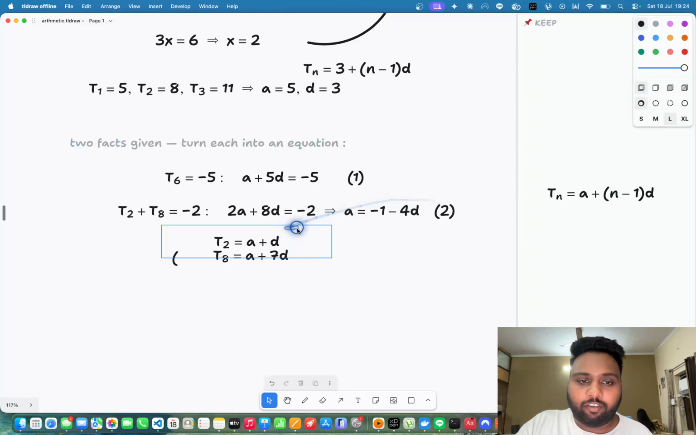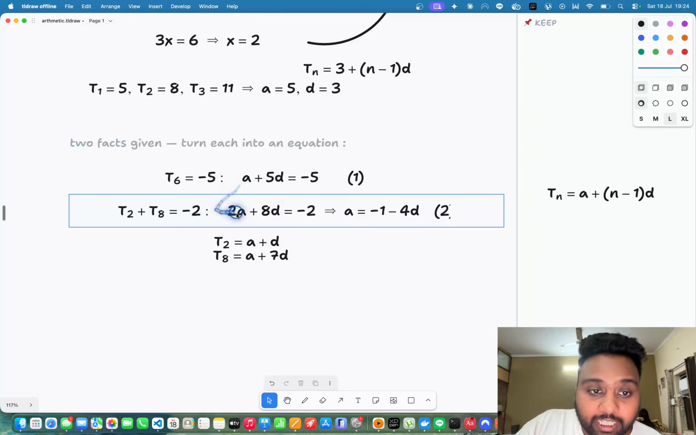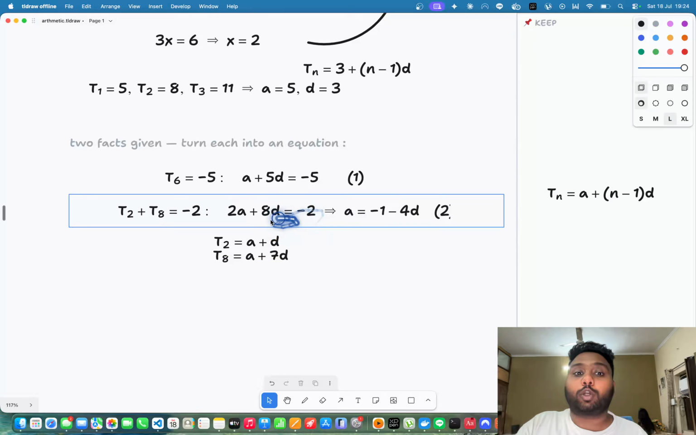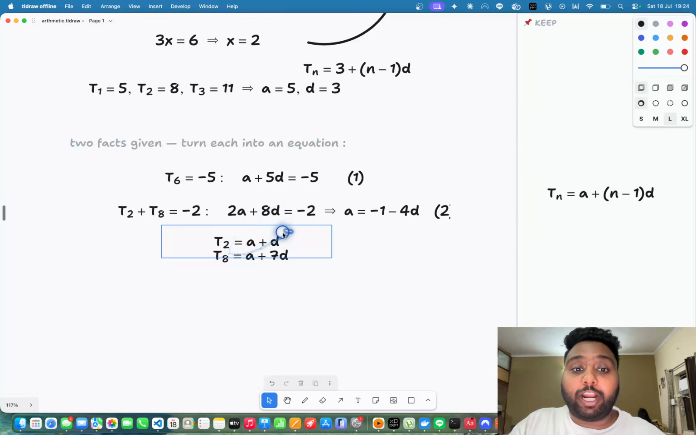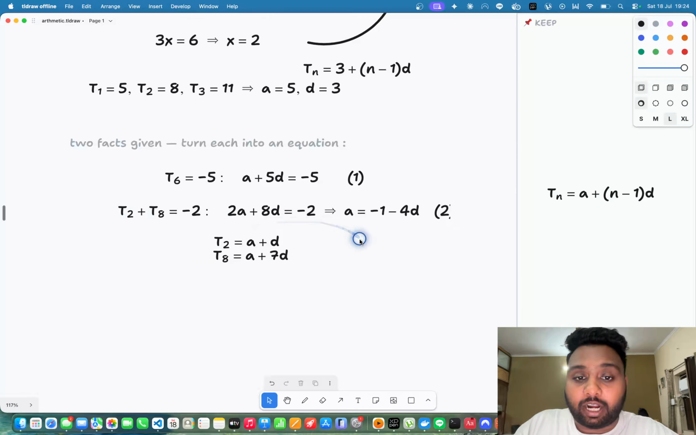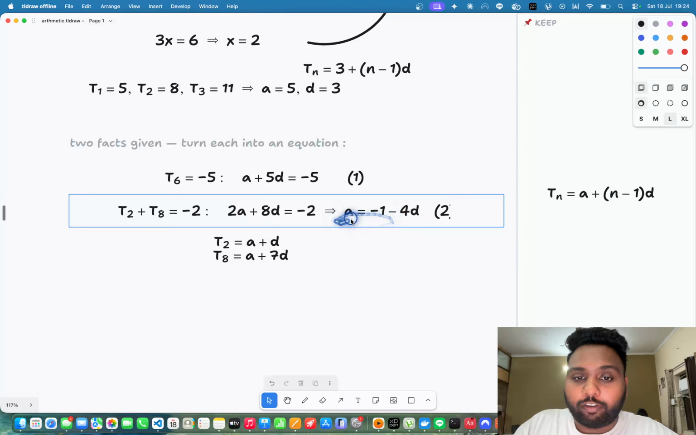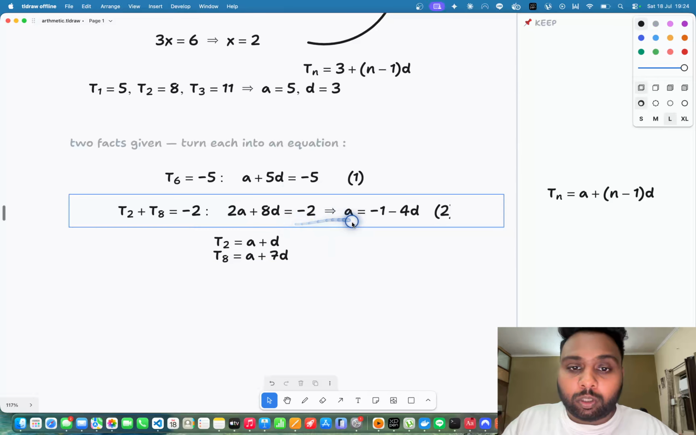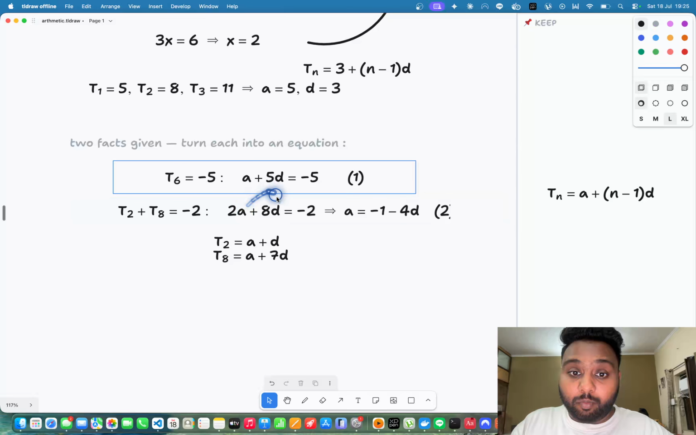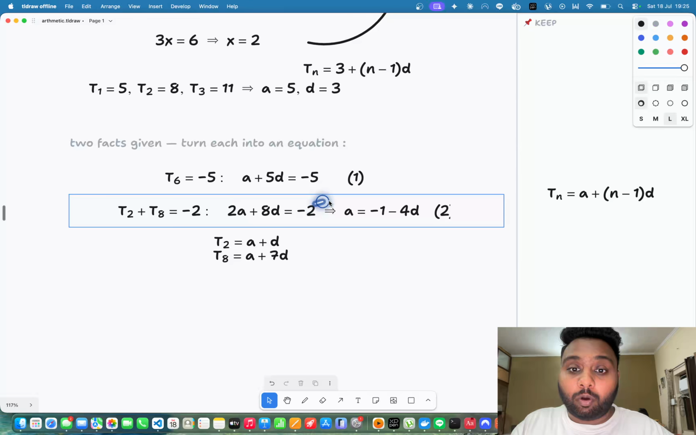We can see here that this equation has 2 as a common factor, so we will divide it by 2 on both the left and the right side. If we divide the whole thing by 2, we get a plus 4d equals minus 1. So a is minus 1 minus 4d. We also changed this equation a bit: we moved the d around to be on this side.